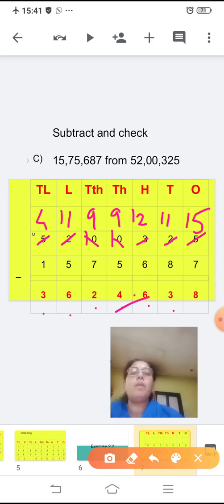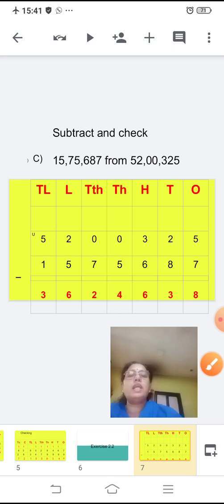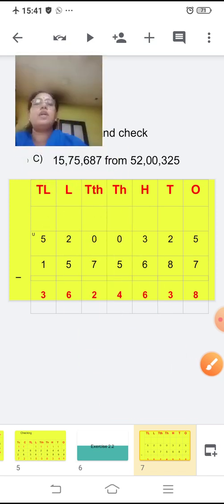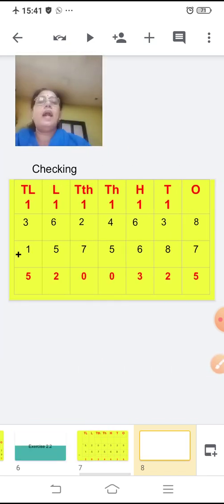Now when you place the commas, read the number. It is 36 lakh 24,638. Now for checking the answer, what you will do is add the difference.